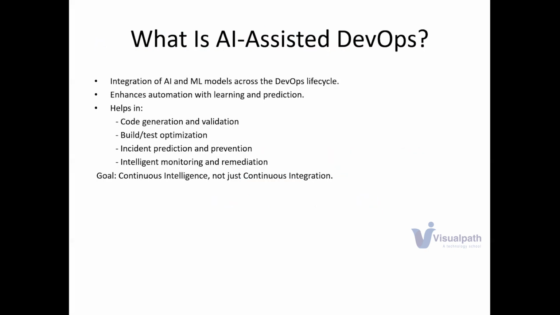So next is, what is AI DevOps? The integration of AI and ML models, as I told you, enhances automation. It can help in code generation, validation, build test optimization, incident prediction and prevention. This incident prediction and prevention is one of the most important things, because nowadays, we used to have the development team, the application team, and the support team.